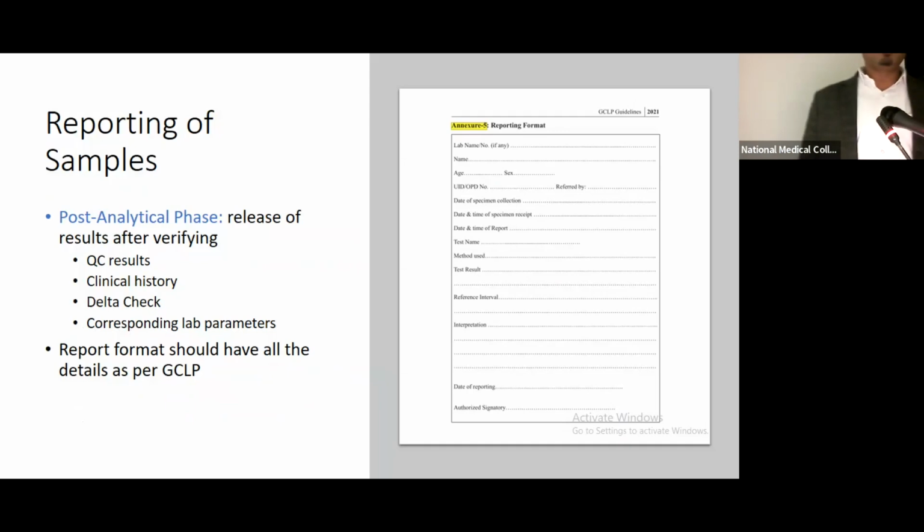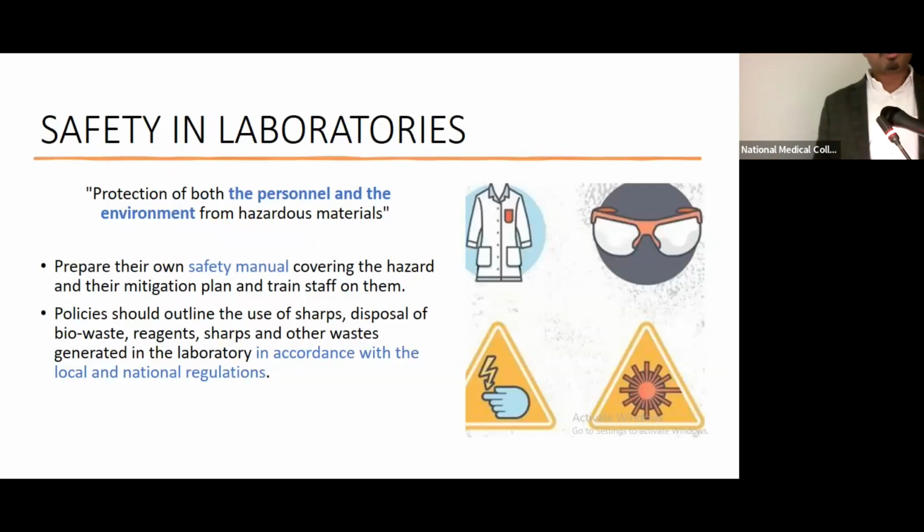And then it should be reported in a format such as given in Annexure 5 in the same document which I was mentioning. So all the relevant details of the patient should be noted down and then signed off by the authorized signatory only. So this is in a nutshell about how to do testing and everything.